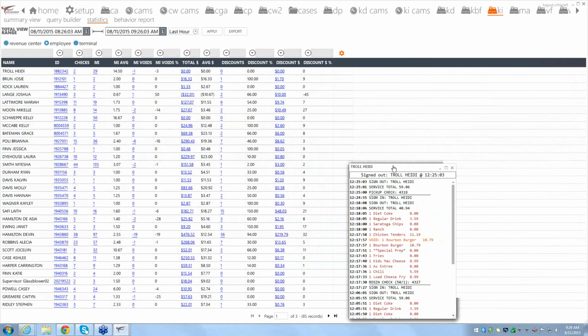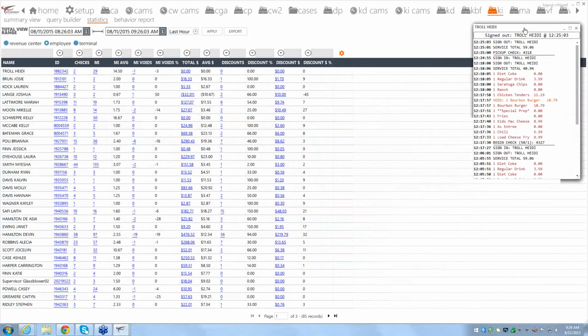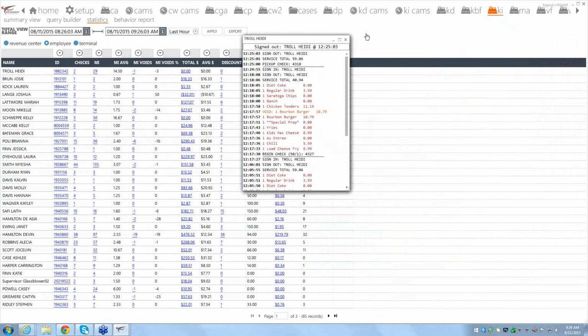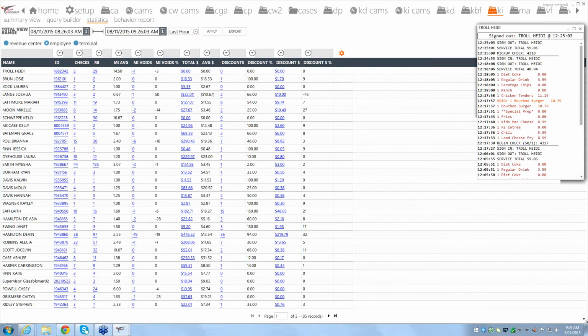What's great about this is because it pops out, if I've got multiple monitors, I can slide it to any monitor that I want. If I want to watch through the day because Heidi's somebody of interest and I just kind of want to keep her up and in the background because maybe I'm looking for when she voids bourbon burgers or when she does no sales, I can kind of keep that off in the distance, and if something pops up, then I have a quick reference that I can look at.